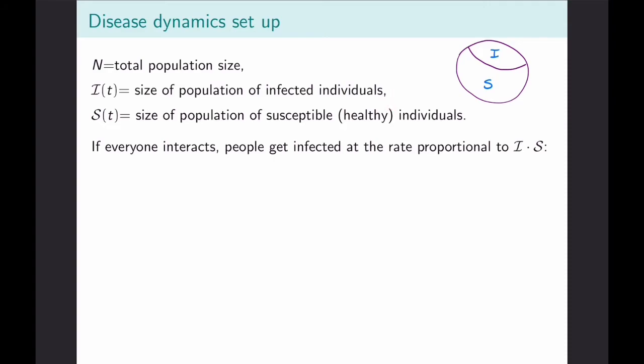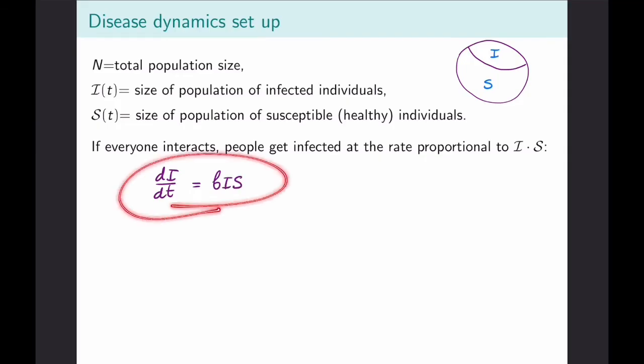So we're going to first consider a simple model with no immunity being acquired through infection and recovery. If everybody interacts with each other, then people get infected at a rate proportional to the product of the two types in the population, according to the law of mass action, which means that the disease spreads, so the number of infected individuals grows at a rate proportional to the number of infected individuals times the number of susceptible individuals.